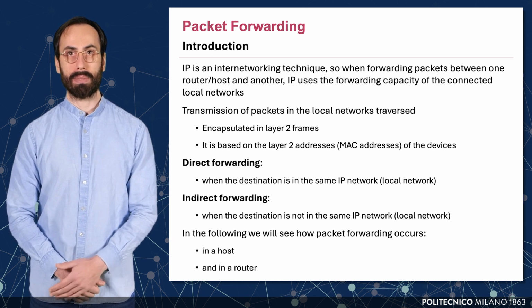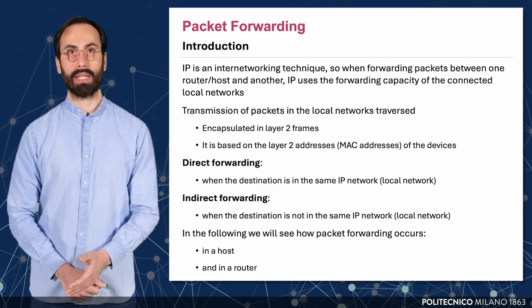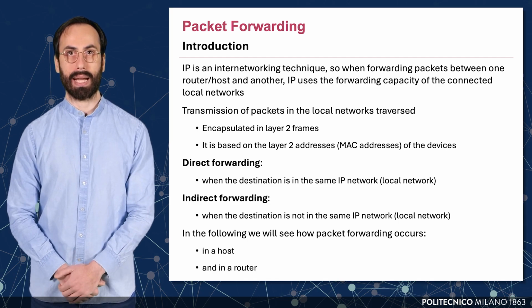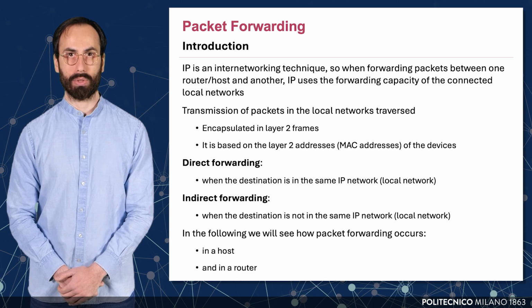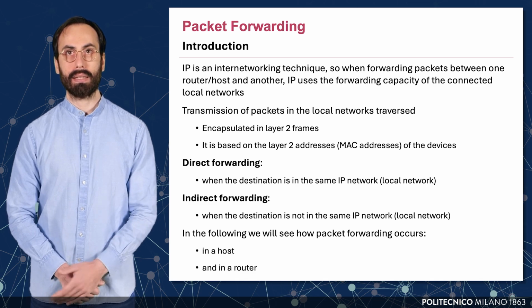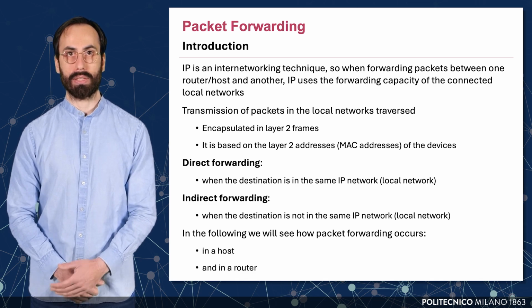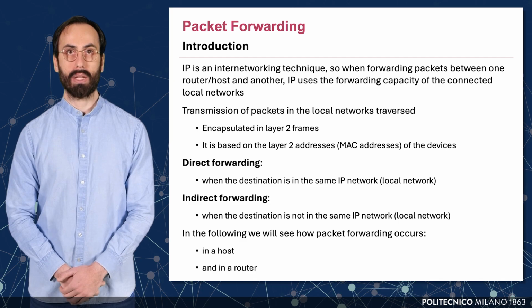Indirect forwarding happens when the destination is outside the local network. In this case, the packet is sent to a router for further forwarding. In the next slides, we'll explore how this process works differently when the forwarding happens in a host versus a router.